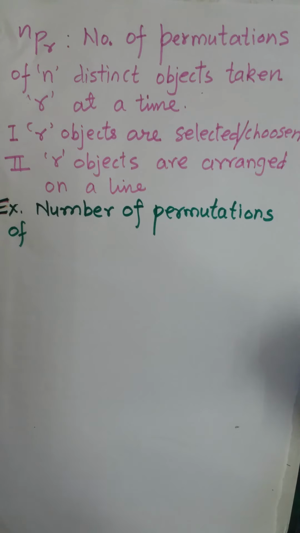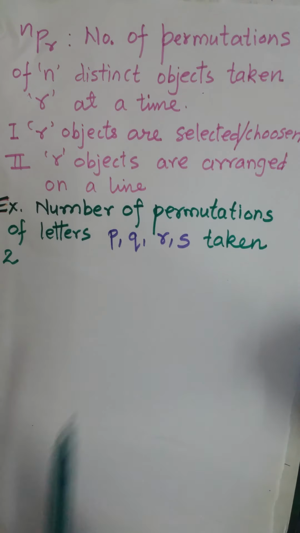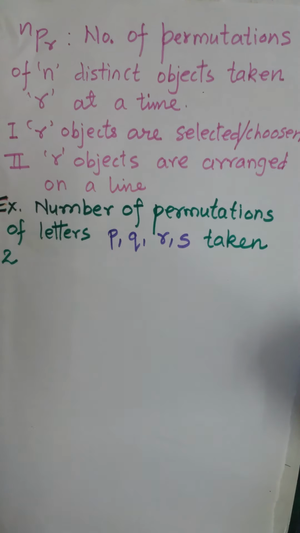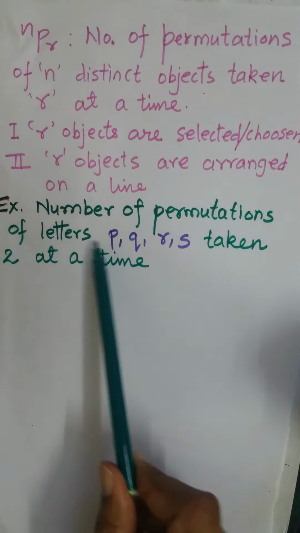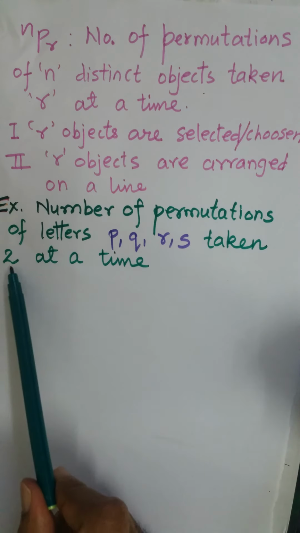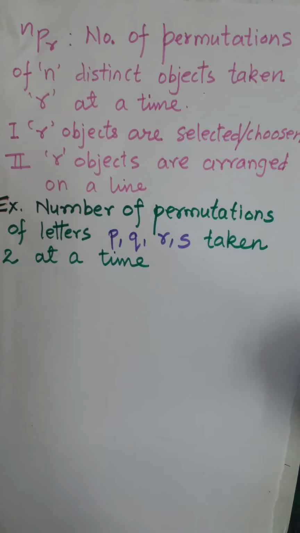Let's illustrate these steps by taking an example. Number of permutations of letters PQRS taken 2 at a time. Number of permutations, or number of arrangements, of letters PQRS taken 2 at a time. Let's do it from the above procedure.